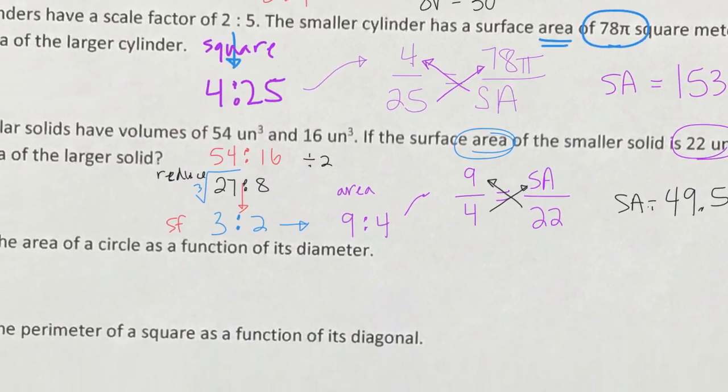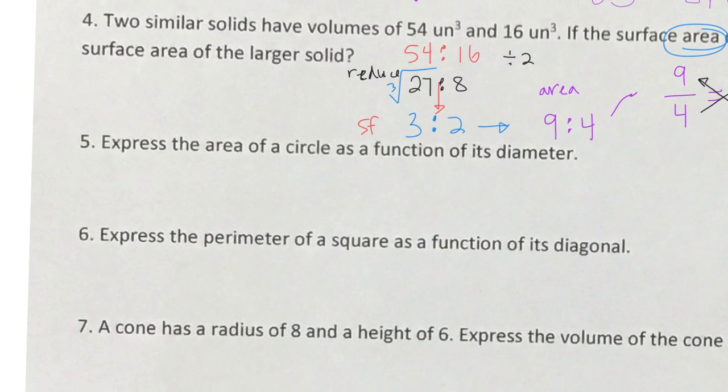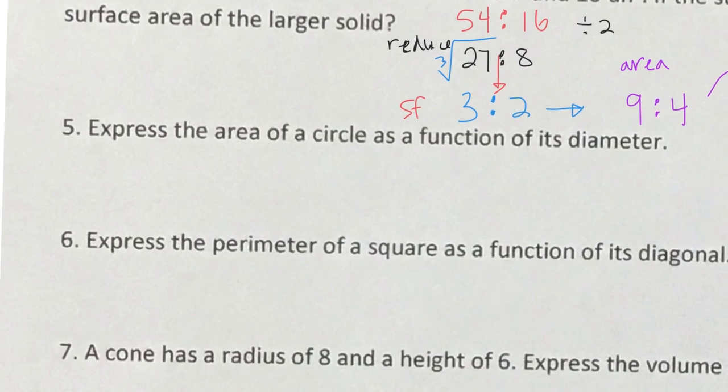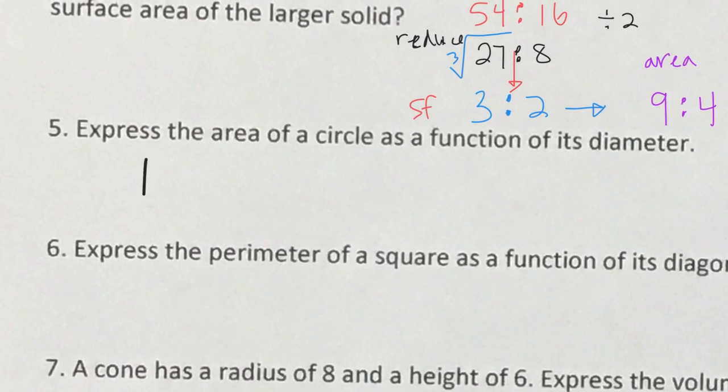Okay, switching topics. Now we have our function notation. So we want to express the area of a circle as a function of its diameter. So this is where we have your two equations. First, of course, we have your area of a circle equation, pi r squared. And then we have our diameter equation.